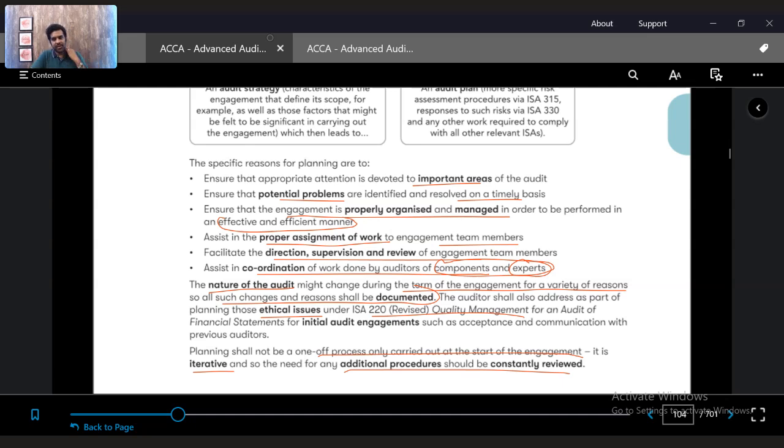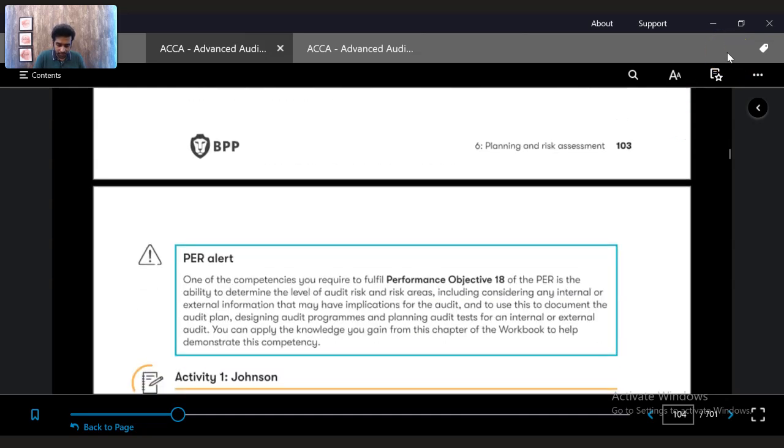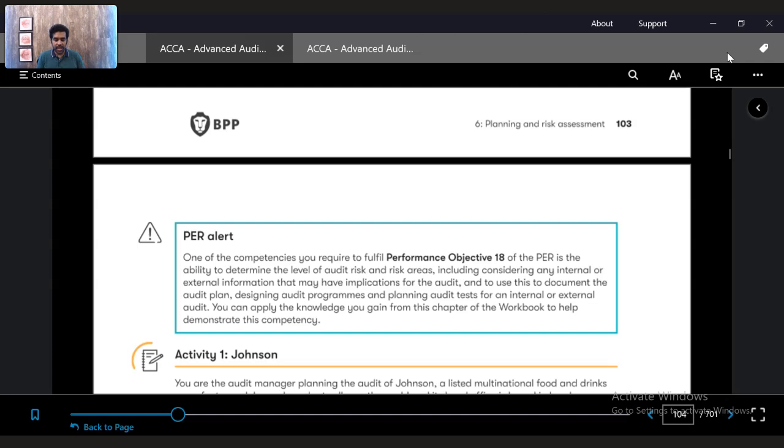Even though you have planned everything in your audit, situations could arise where you might face certain troubles, where you might deviate or add certain things to your plan. Second, your client might require certain procedures to be done, because certain transactions have come in and changes have been made. Of course, audit planning will require you to fulfill performance objective 18.